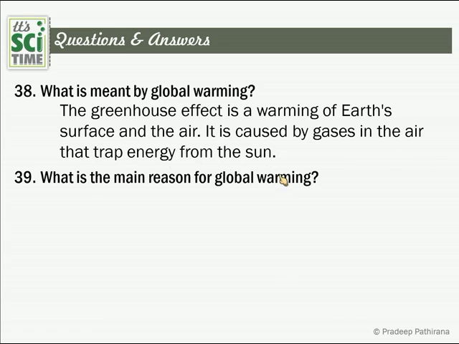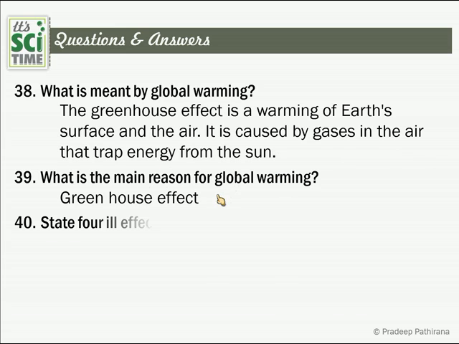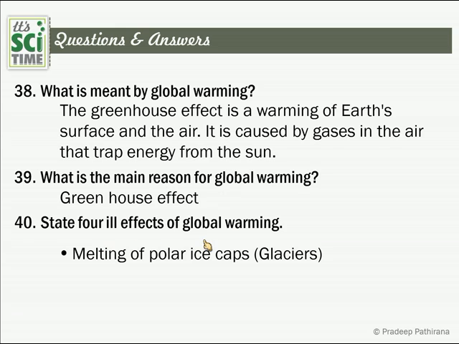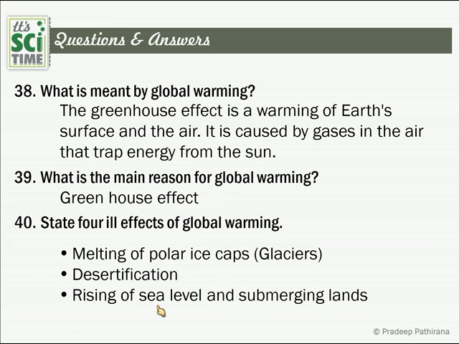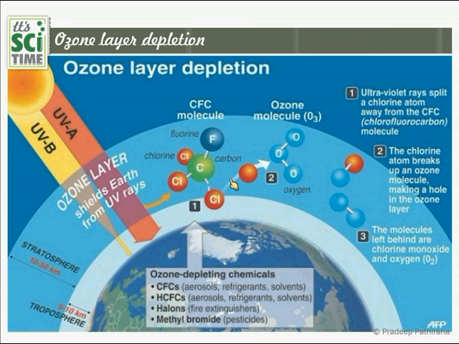What is the main reason for global warming? It is greenhouse effect. The straightforward effects of global warming: melting the polar ice caps or the glaciers, and desertification, and rising the sea levels and submerging lands, and change the global climatic patterns. So these are the side effects of it. Now next chapter, ozone layer depletion.